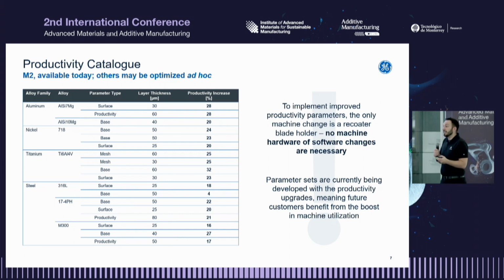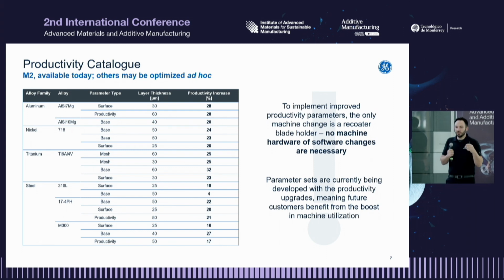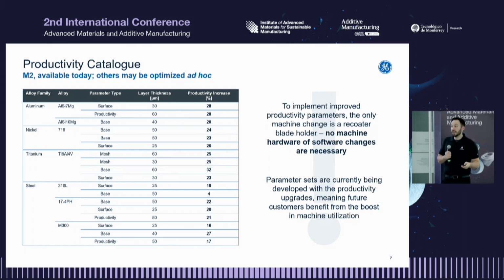The reason that needs to change is that when we're moving so much faster, the actual process gas that's keeping the chamber inert needs to be able to be fed through the recoater blade holder. There's no software change. There's no major hardware changes. This is purely a new material parameter set to apply to individual components.